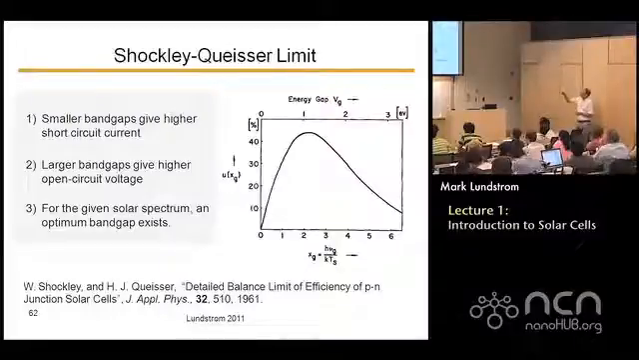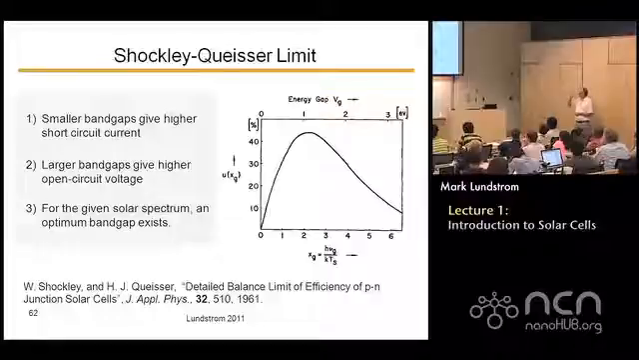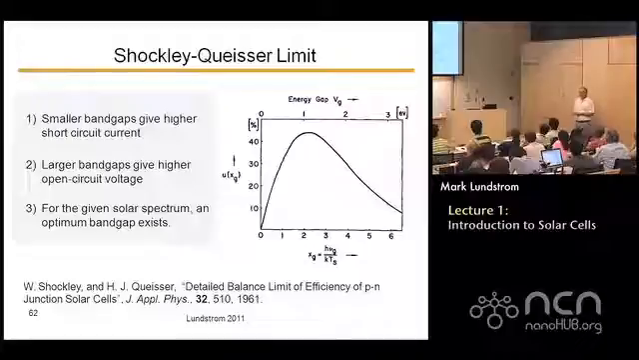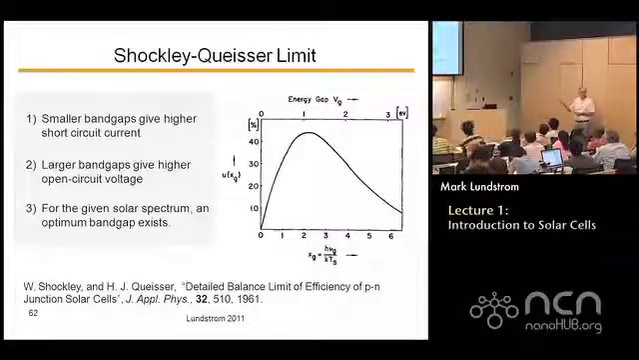Now, larger band gaps give higher voltage. Oh, I'm sorry, I did the opposite, didn't I? As you increase the band gap, you have fewer and fewer photons that you can absorb. But the open circuit voltage is increasing. So that's why the efficiency goes up. As you keep increasing the band gap, the voltage keeps going up, but the number of photons that you can absorb goes down, so the current drops.